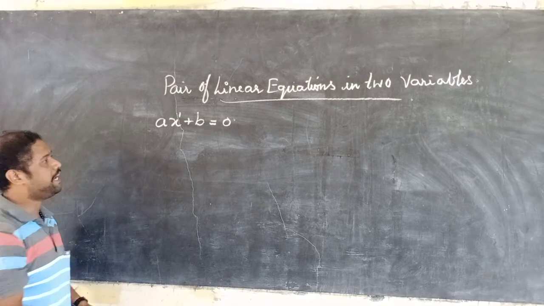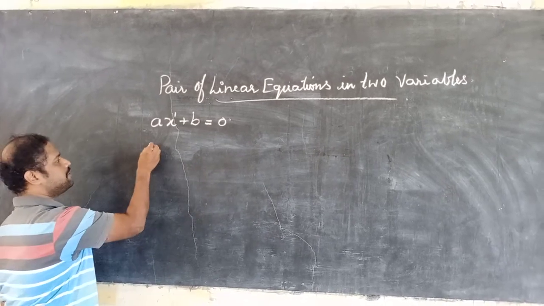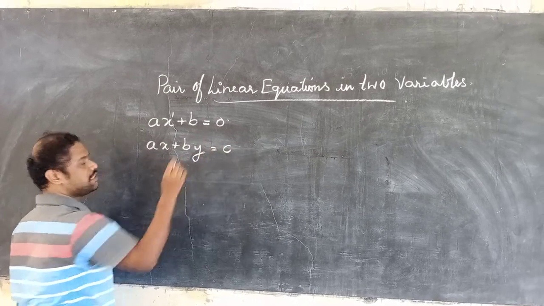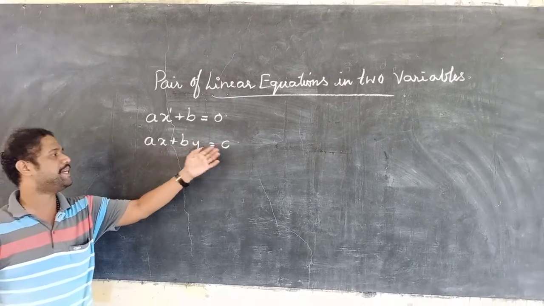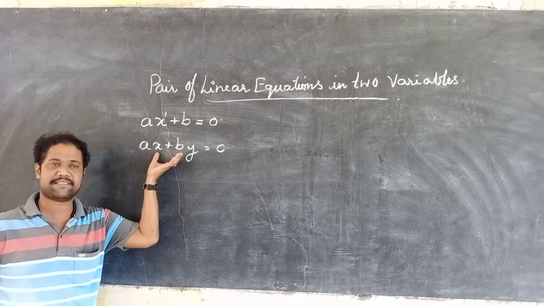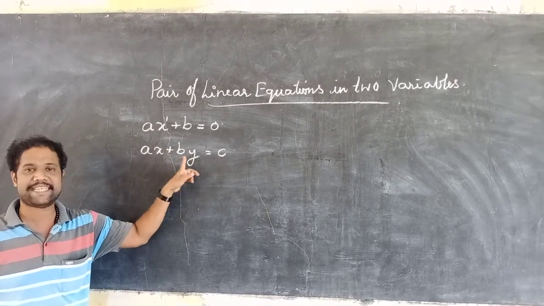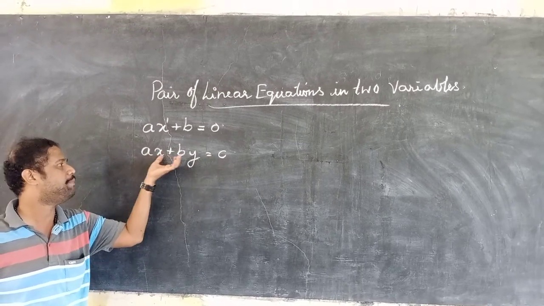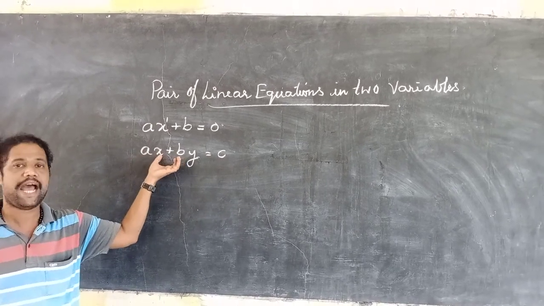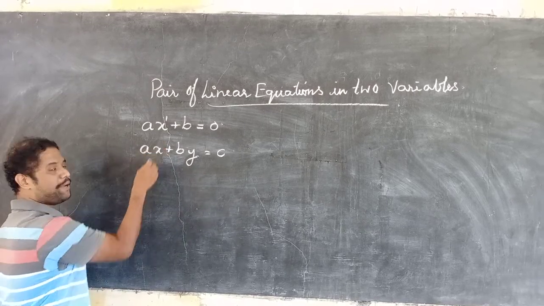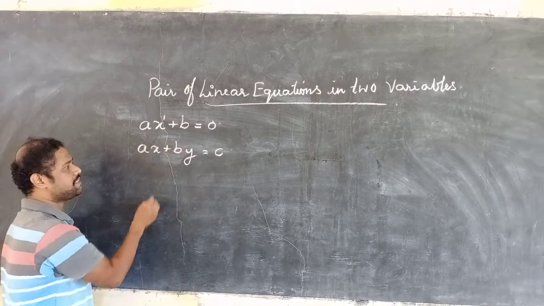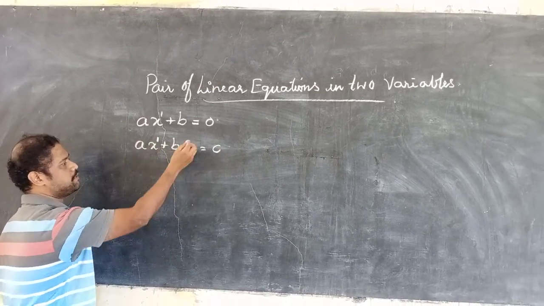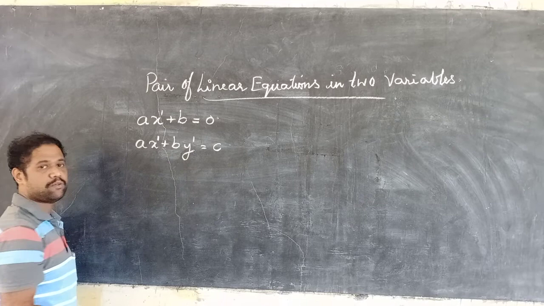So, what is the linear equation in two variables? We write the equation ax plus by is equal to c. Here the variables are 2, that is x and y. Here a, b and c are real numbers, and a and b are the real coefficients of x and y. Now we can discuss the powers of x and y. Here the highest power of x is 1, that is the degree of x is 1, and the degree of y is 1.